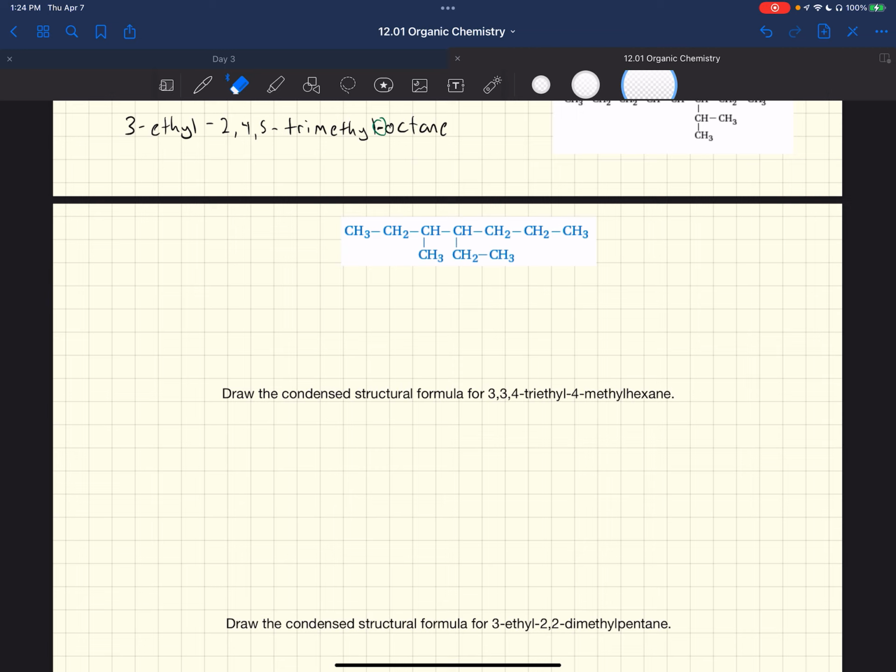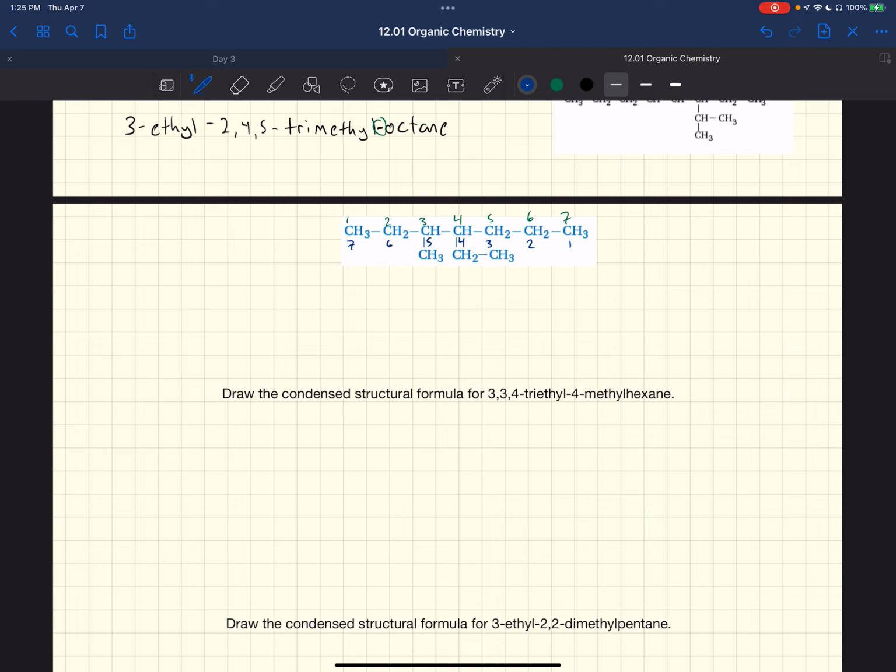Let's go on to the next one. Why don't you pause here and see if you can get this? So the longest chain here, 1, 2, 3, 4, 5, 6, 7. That's longer than going 1, 2, 3, 4, 5, 6. That's the longest straight chain of carbons.